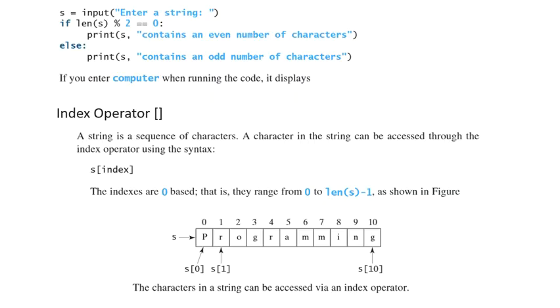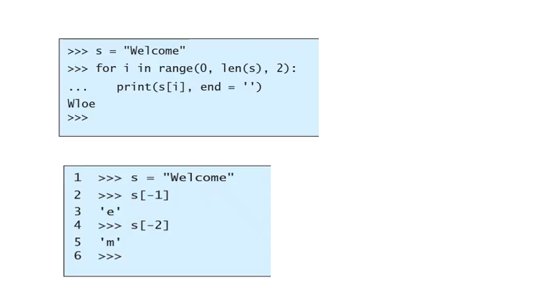And the next one is the index operator. A string is a sequence of characters. A character in the string can be accessed through the index operator using the syntax s[index]. The indexes are 0-based, that is, they can range from 0 to len(s) - 1. So the first index is 0 and the last one is the total length minus 1. For "Programming", s[0] is P and the last one is G. The total length of the string is 11, so 11 minus 1 is 10. So s[10] denotes the G.